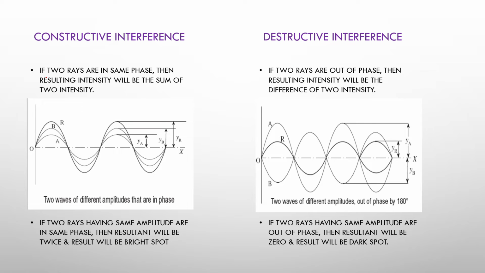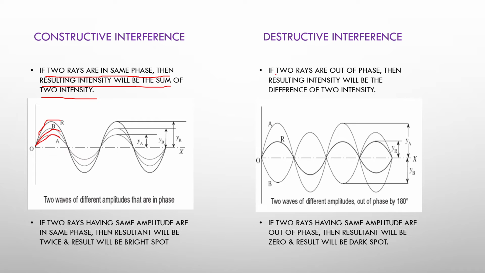Let's see, if two rays are in the same phase, the resulting intensity will be the sum of the two intensities. Let's say ray A and ray B are traveling with the same phase with different intensities, then the resultant R is the sum of the two intensities.